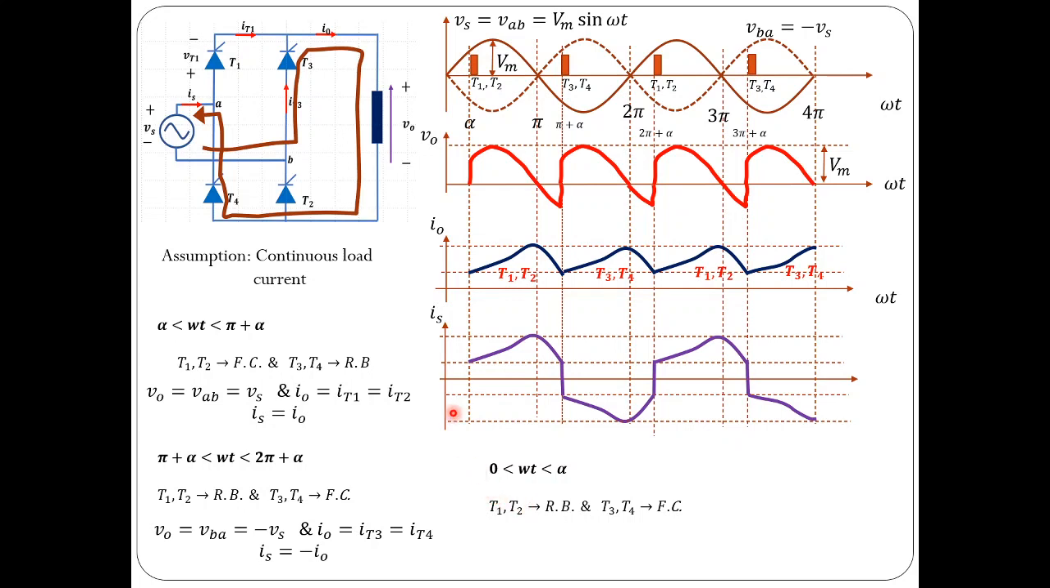And here also you must have the load current, because the load current is continuous, the load current must flow, and during this period you can see that T1, T2 are coming into conduction at alpha.